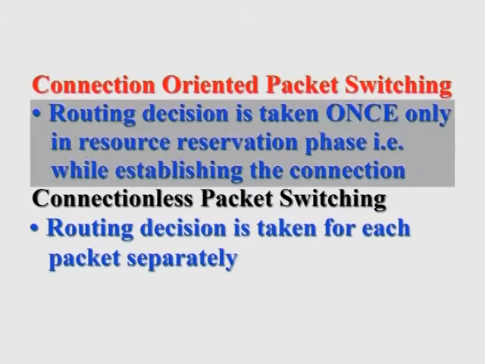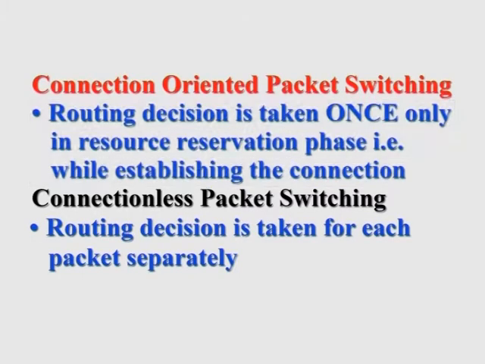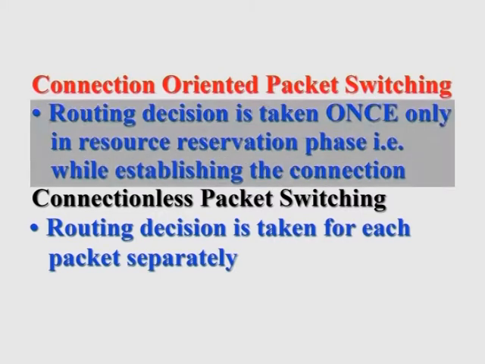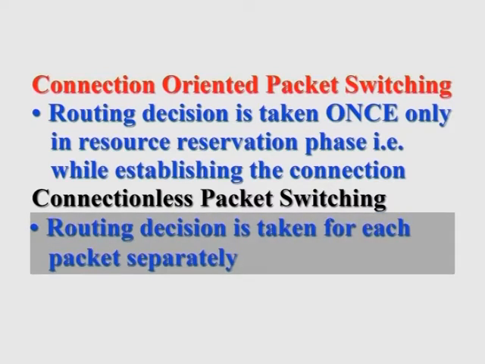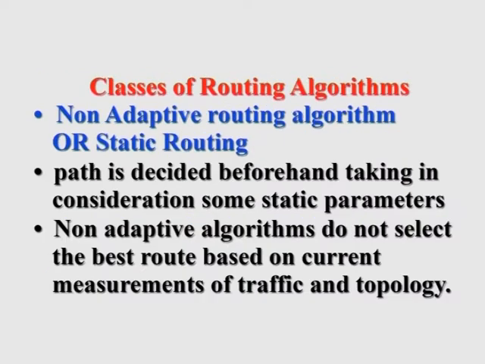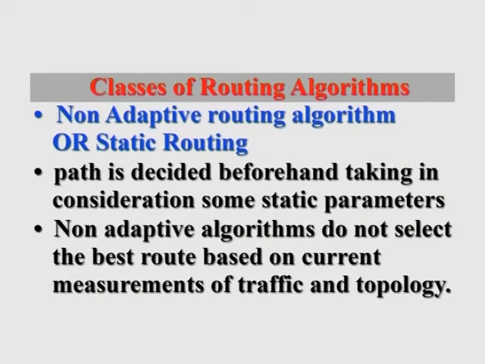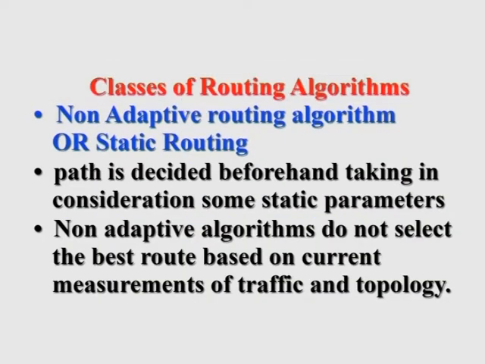In the previous program, it was mentioned that the network layer provides connection-oriented and connectionless packet switching mechanisms. If the connection-oriented mechanism is used, the routing decision is taken only once and all the packets belonging to the same communication session follow the same path. But if the connectionless mechanism is being used, the router needs to decide the best path for each and every packet. Routing algorithms can be grouped into two major classes: non-adaptive routing algorithms and adaptive routing algorithms.